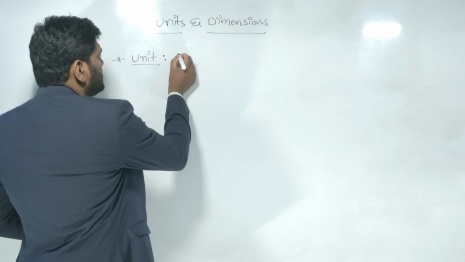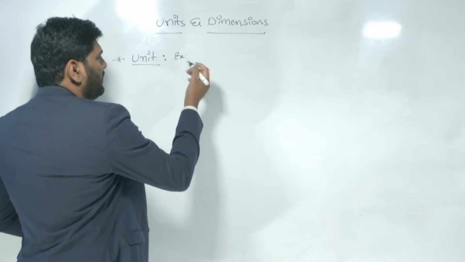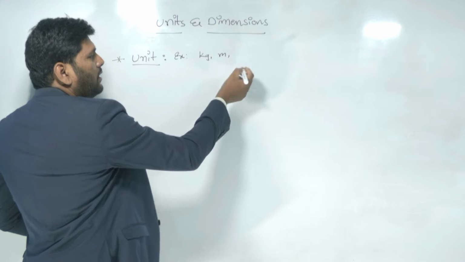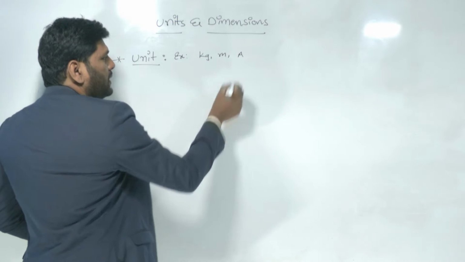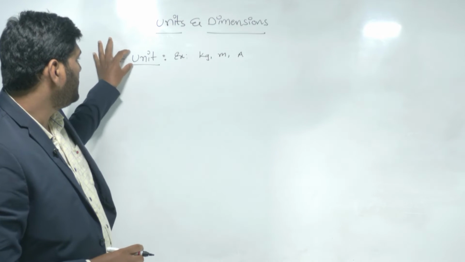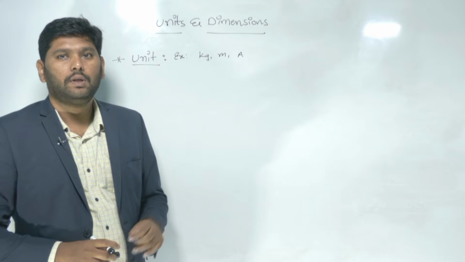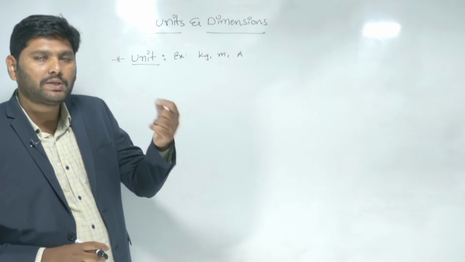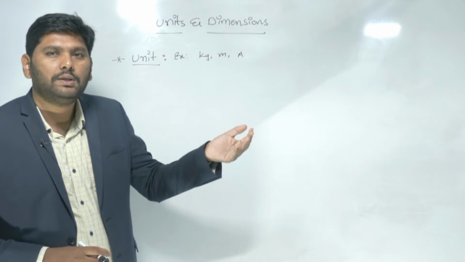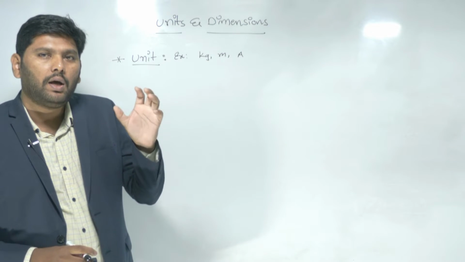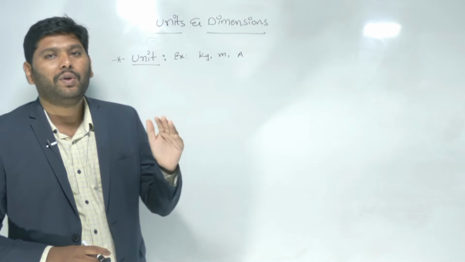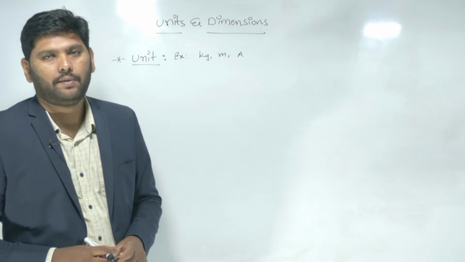For example, for mass the unit is kg, for length the unit is meter, for current the unit is ampere. This is the way we have units. It is a unit to express any physical quantity; we are expressing it with units. This unit has some significance. Without a unit, we cannot express the physical quantity.